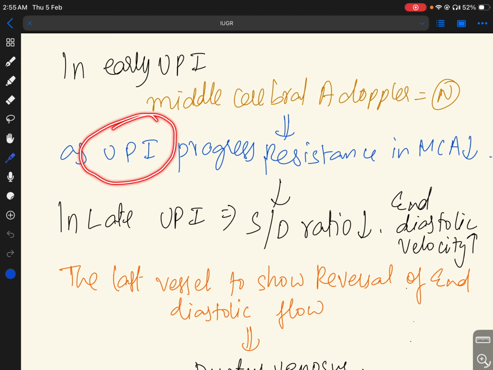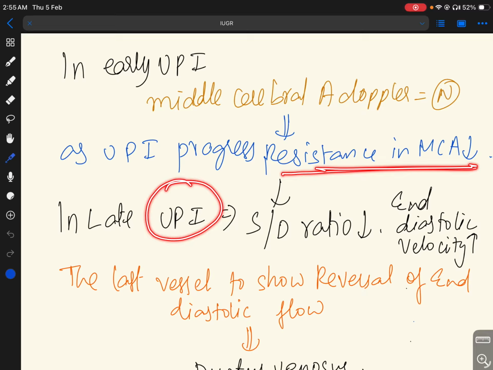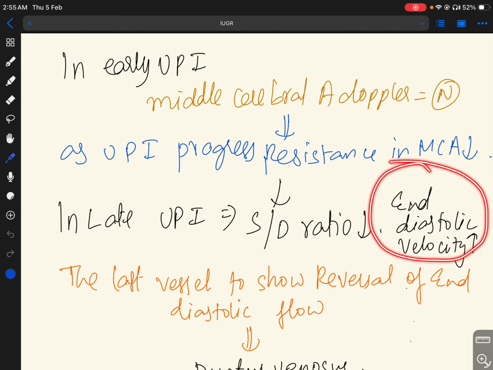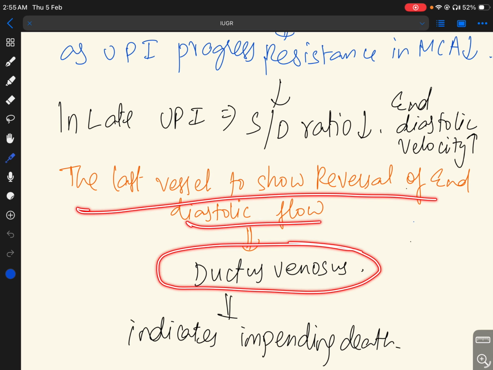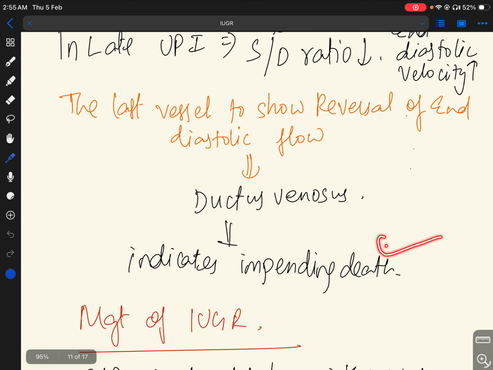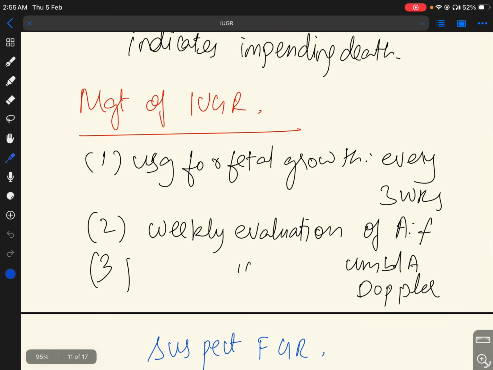As the uteroplacental insufficiency progresses, the resistance in the MCA decreases. In late UPI, the SD ratio decreases in this case. In the MCA, the SD ratio decreases and end diastolic velocity increases. The last to show reversal of end diastolic flow is the ductus venosus. It indicates impending death. What is the management of IUGR?